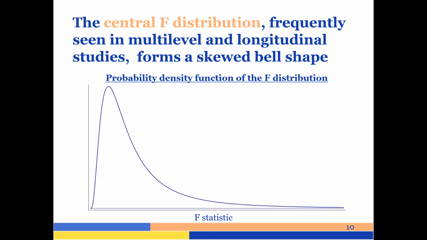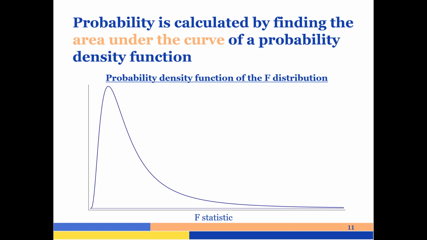Keep in mind, these are just pictures of the functions, and we use these pictures to calculate p-values when we're doing hypothesis testing. Probability is calculated by finding the area under the curve of a probability density function. The area is the probability that the test statistic is more extreme than the observed statistic.